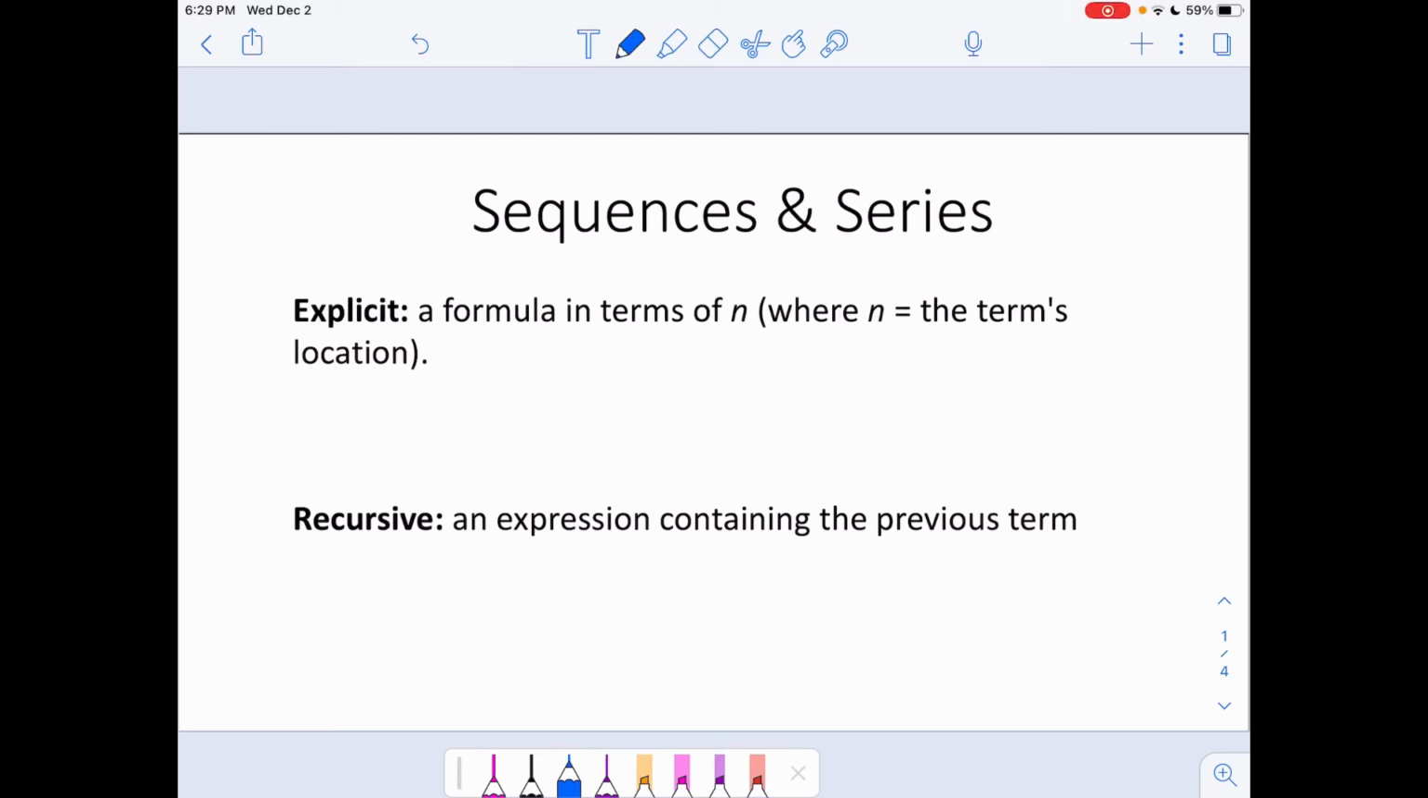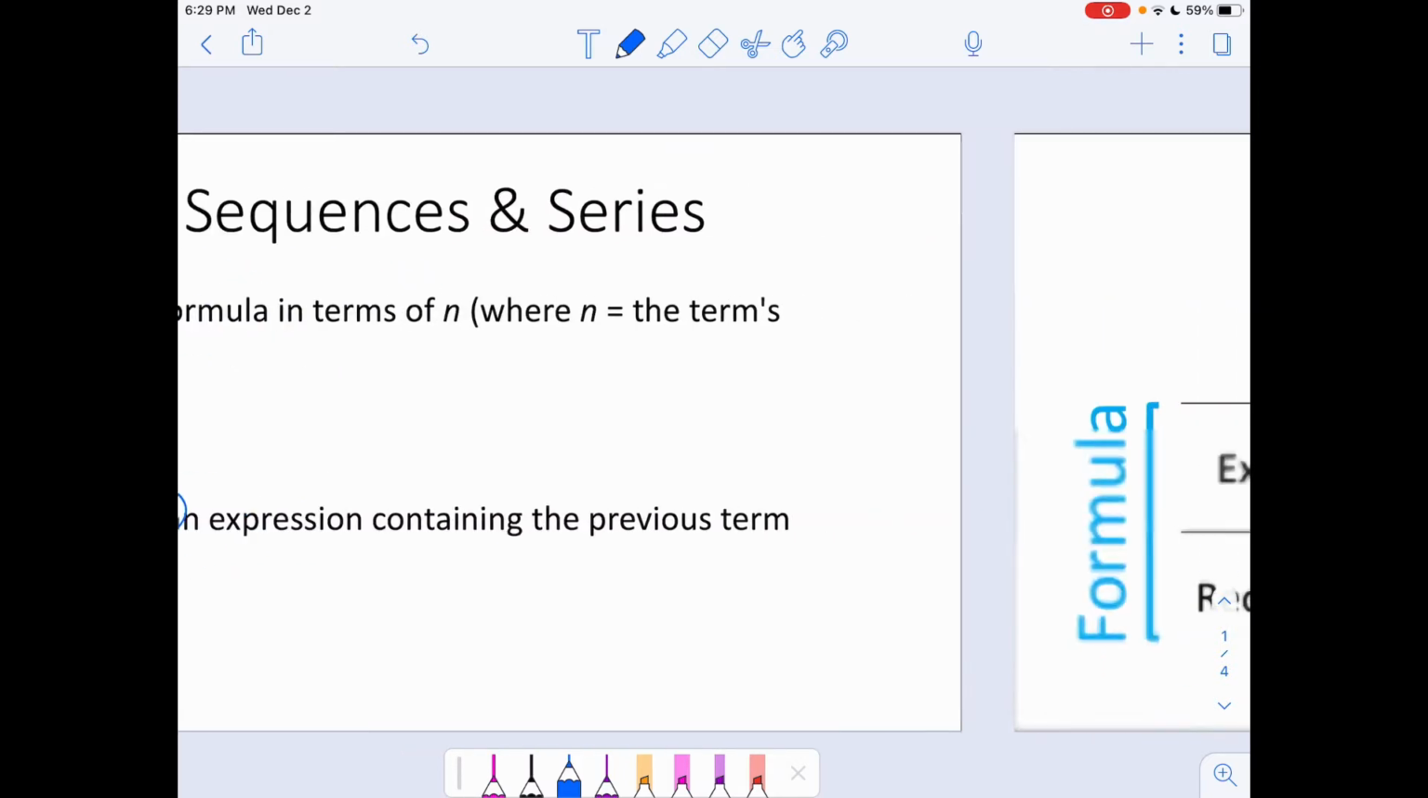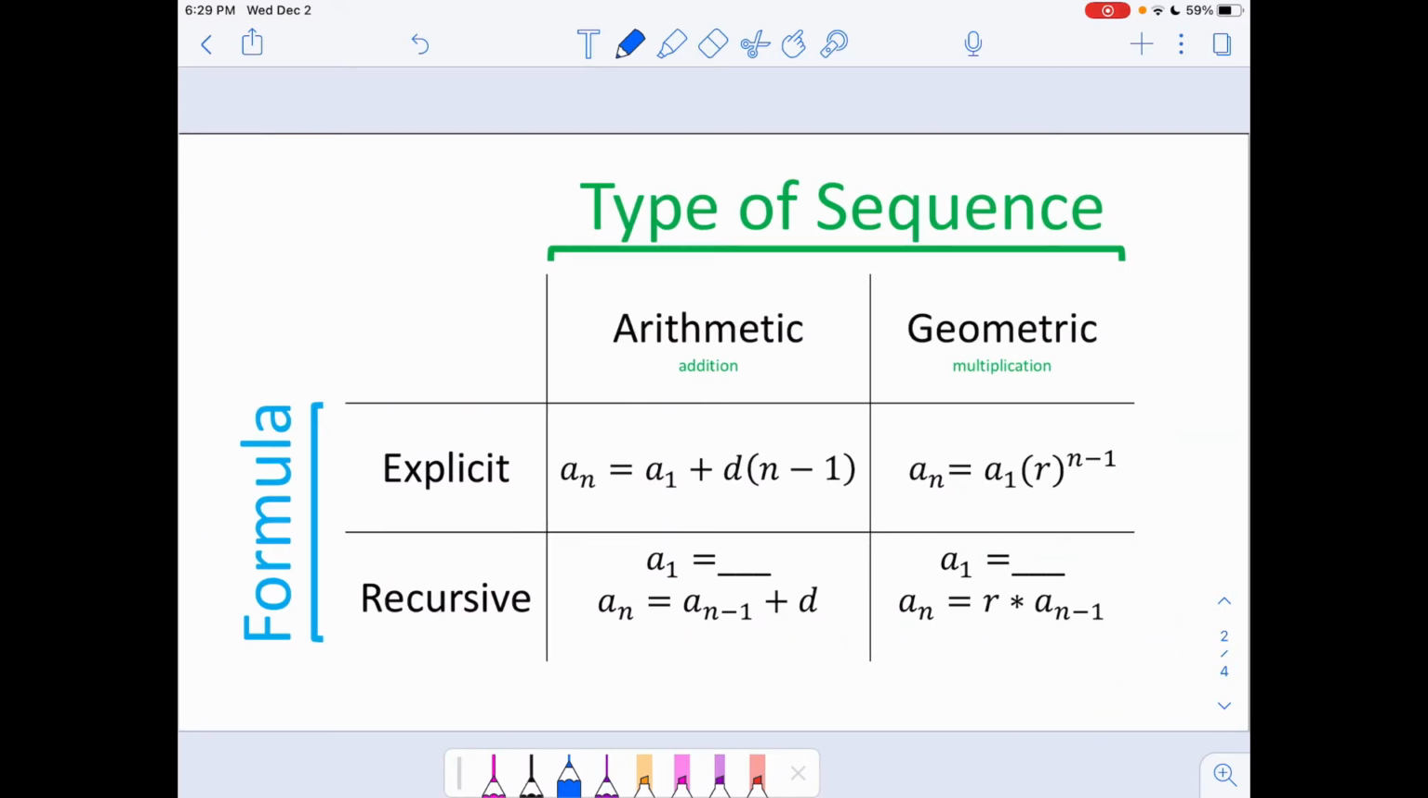Today we're going to learn how to take a recursive formula and convert it to an explicit formula. To do this, it's important to remember that explicit and recursive formulas are composed of two important things. They're composed of initial values and patterns.